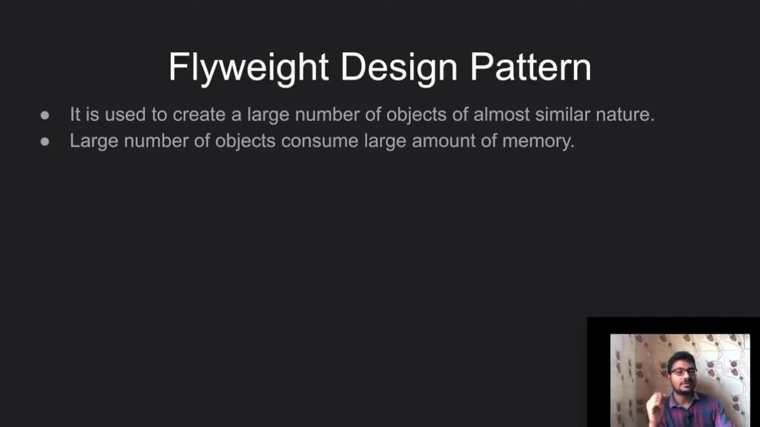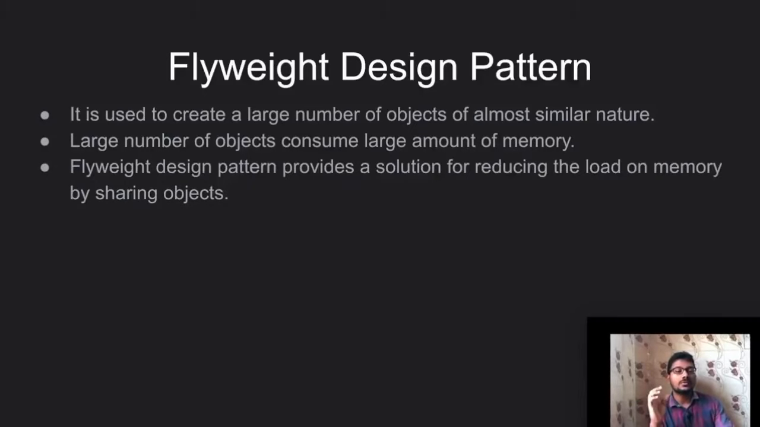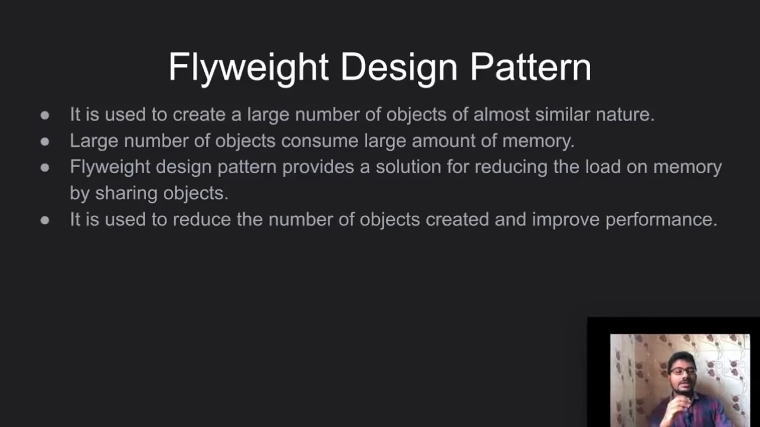The second definition is that a large number of objects consumes a large amount of memory. If one object requires 1 MB, and we require 1,000 objects of the similar kind, then 1,000 into 1, we need 1,000 MB of memory. Flyweight design pattern provides a solution for reducing the load on memory by sharing objects. The main principle behind flyweight design pattern is to share the object which can be shared. It is used to reduce the number of objects created and improve performance.